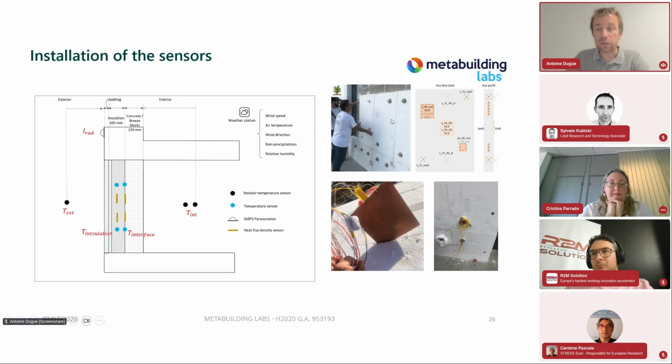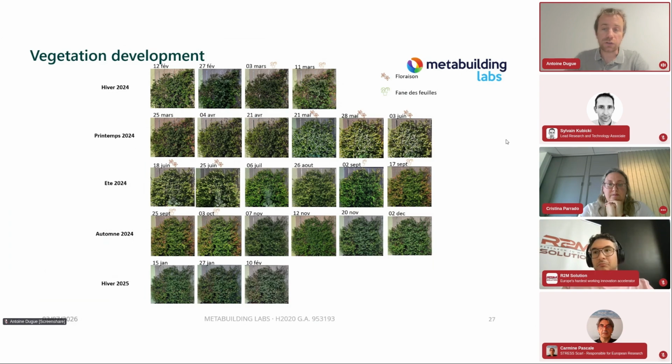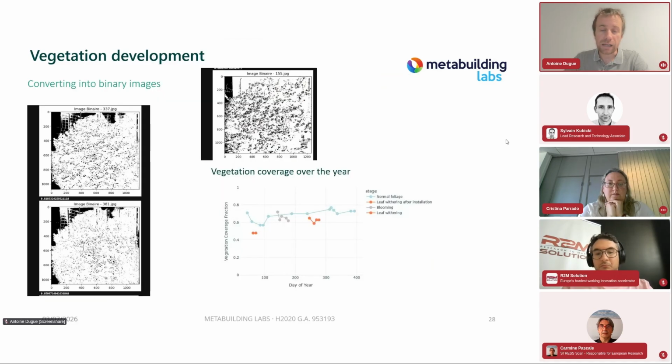We installed sensors initially between the insulation and the concrete blocks, heat flux sensors, thermal sensors, and so on. What we did also in order to characterize the development of the vegetation is to take pictures of those plants across almost a full year. By turning those pictures into binary images, we can identify a coverage value, which characterizes not only the area, but also the density of this vegetation. So this is an input for the model.